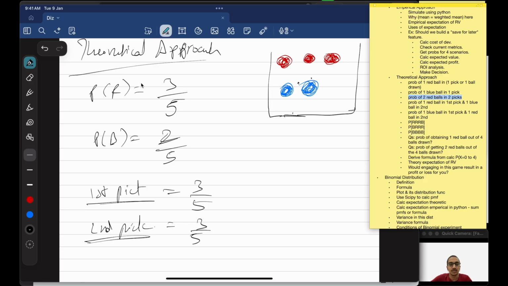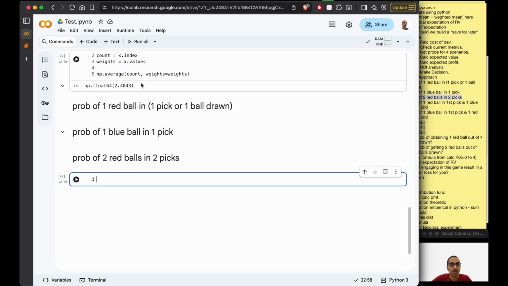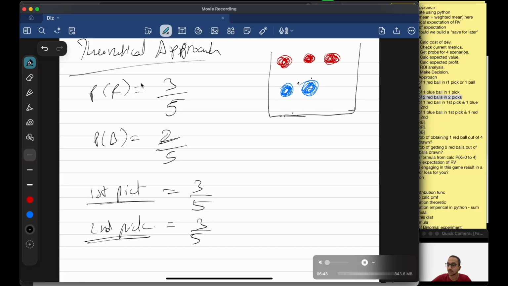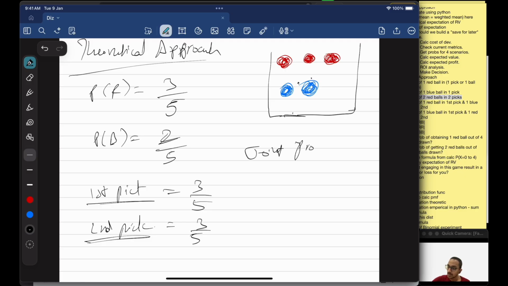So the question is the probability of getting 2 red balls in 2 picks. The experiment here is 2 picks. In a single trial, we are performing 2 picks, drawing twice. So there is a joint probability. We know the formula, right? Joint probability is P of A intersection B, these 2 events, event A and event B, happening together, which will be nothing but P of A times P of B.